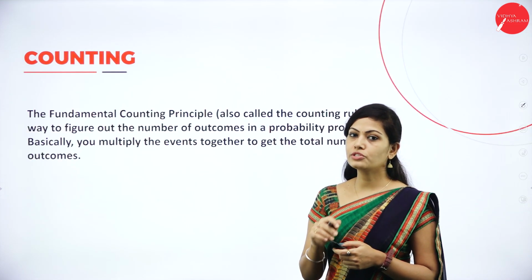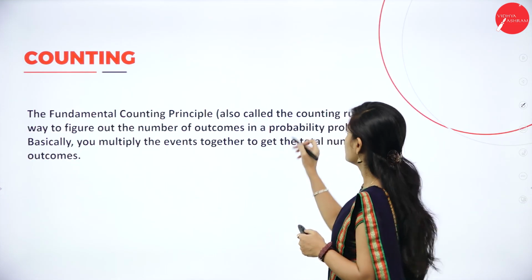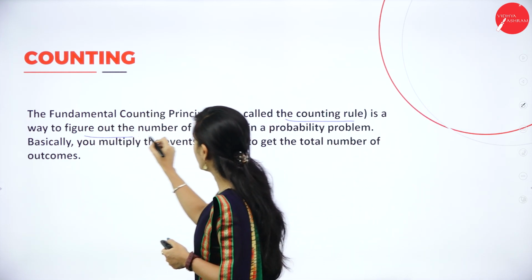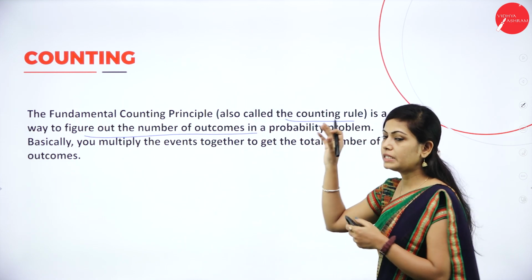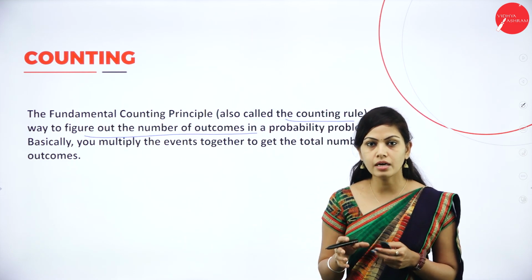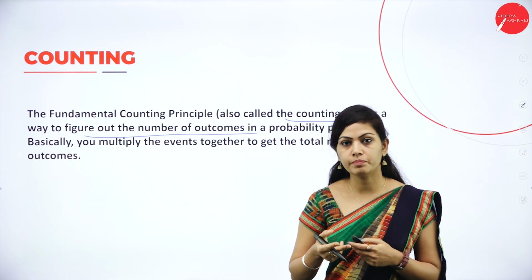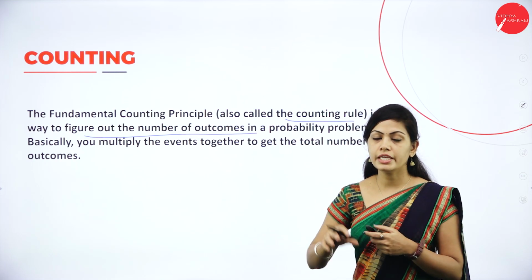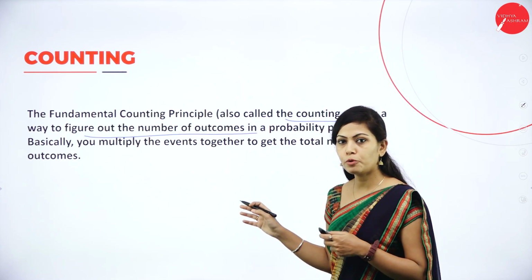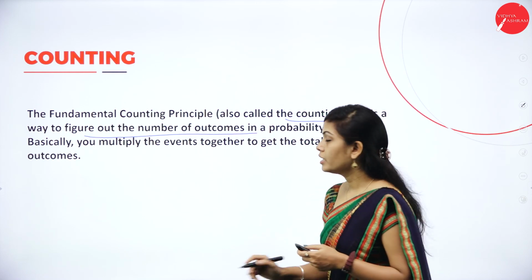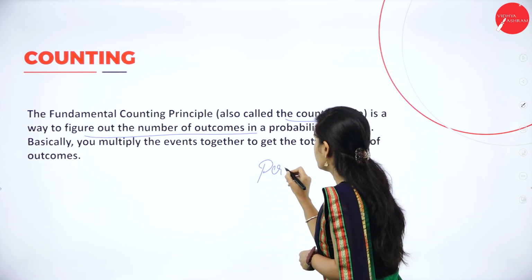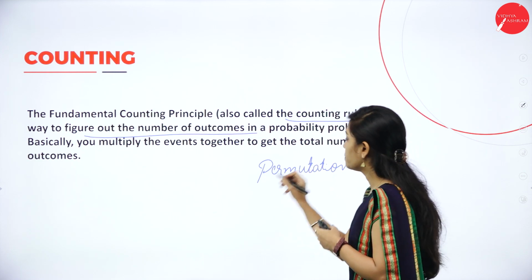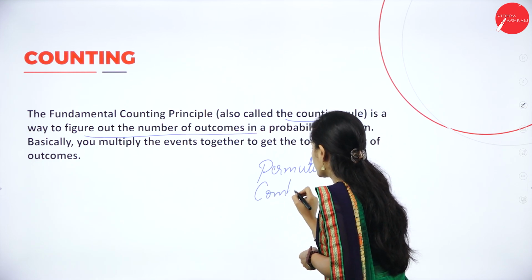Counting principle is also known as counting rule. A counting rule is a way of figuring out the number of outcomes in a probability problem. Counting is an idea and it is a way of doing something. So here in counting we can figure out the number of possibilities in a probability problem. It is a very important concept for probability and permutation and combination. It is a basement for permutation and combination problems.